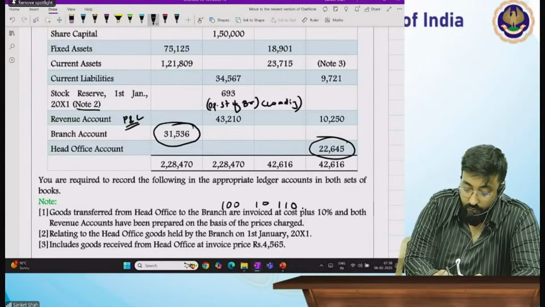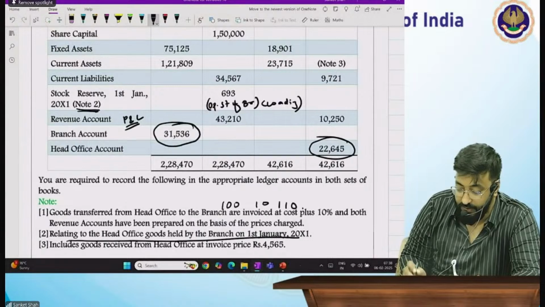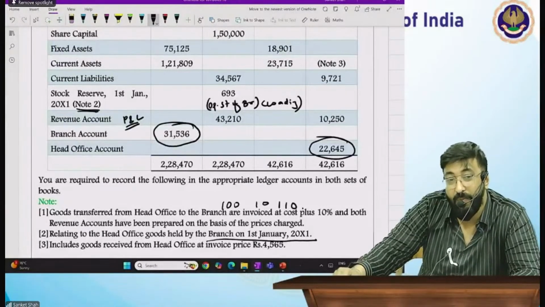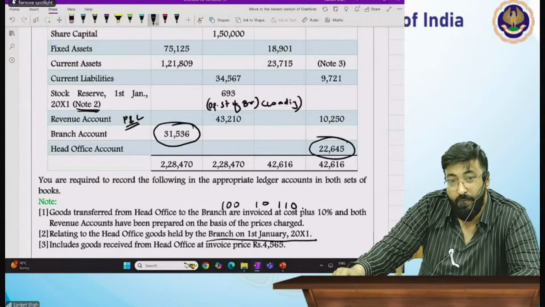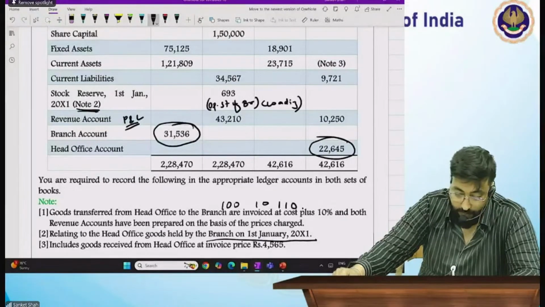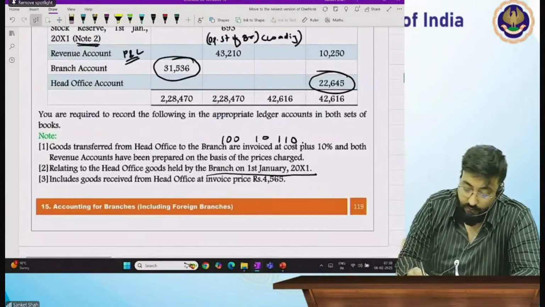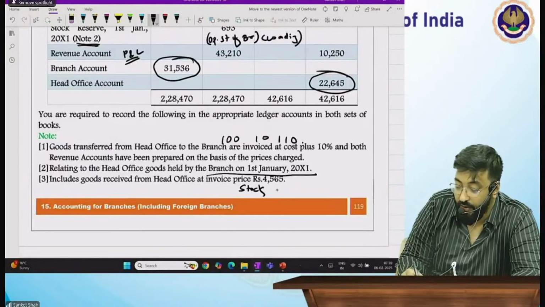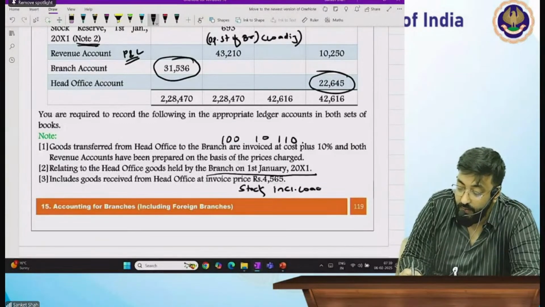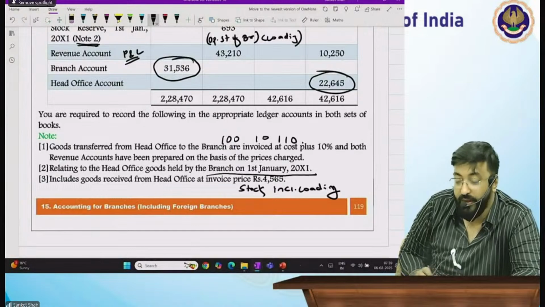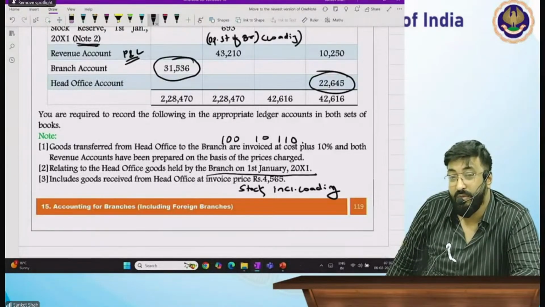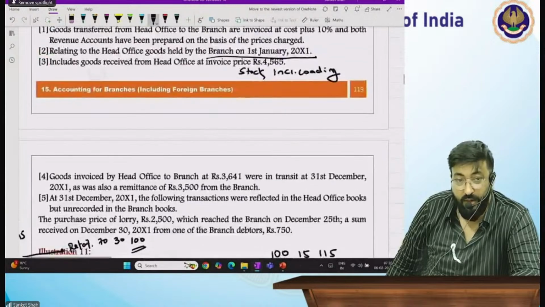Note 2, relating to head office. So already we are aware, no? It is the loading on the branch's opening stock. Yes, sir. Note 3. Includes goods received from head office at invoice price 4,565. So this is the stock, no? Stock including loading. So we will cancel it afterwards. And who will cancel that loading? Head office. Wait, we'll do that.